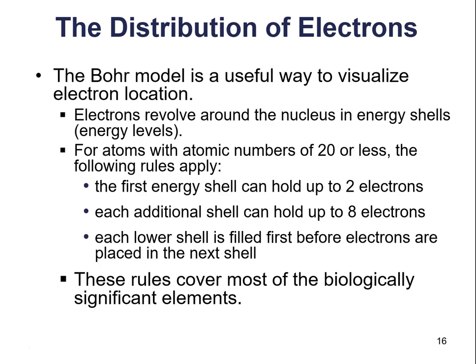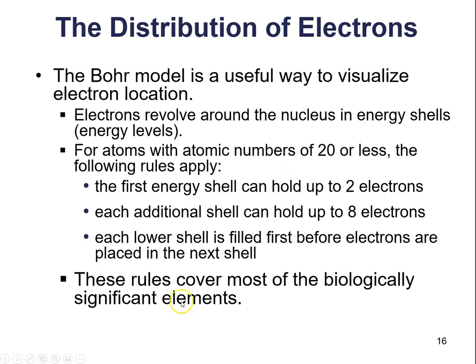So there's something called a Bohr model, which is used to visualize electron location. Like I said, they revolve around the nucleus in these sort of energy shells, and each of those shells has a particular number of electrons that they hold. So it says for atoms with atomic numbers of 20 or less, the following rules apply. The first energy shell can hold up to 2 electrons, and then each additional shell can hold up to 8 electrons. So basically the shell that's closest to the nucleus is filled first, and then the ones further out are filled next.